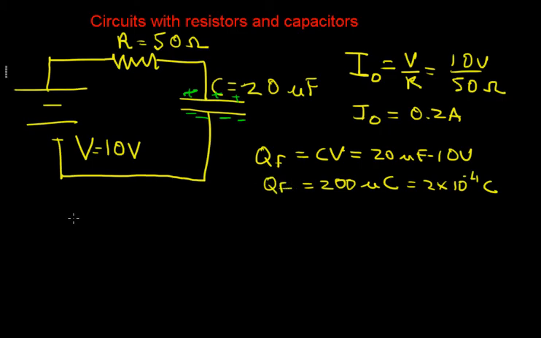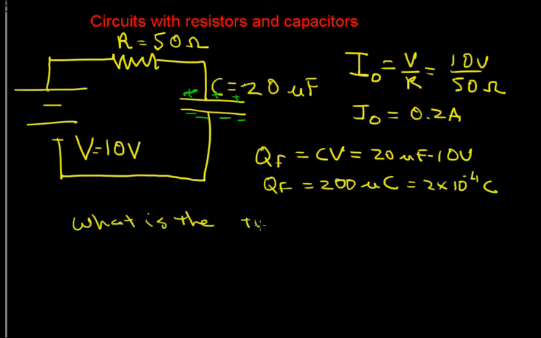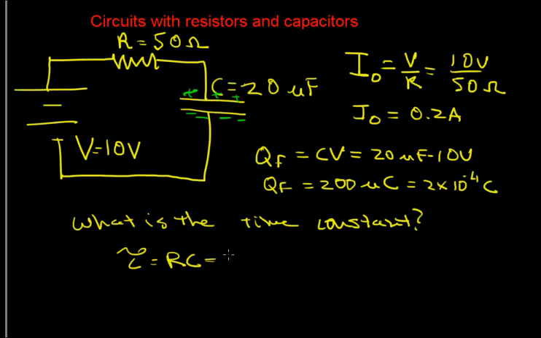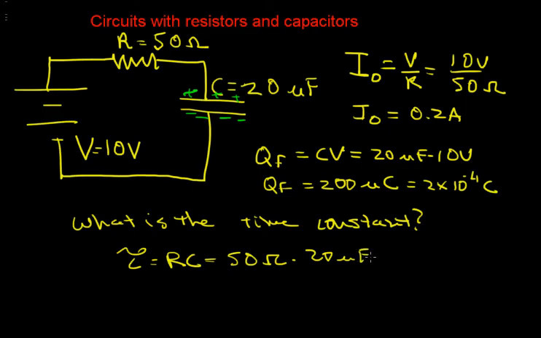And then I could ask a question like, what is the time constant? Right? And that's just that tau, which is RC, which is 50 ohms times 20 microfarads, which is 1,000 microseconds, or 10 to the minus 3 seconds. So these are the kinds of things I'd ask you on a test.